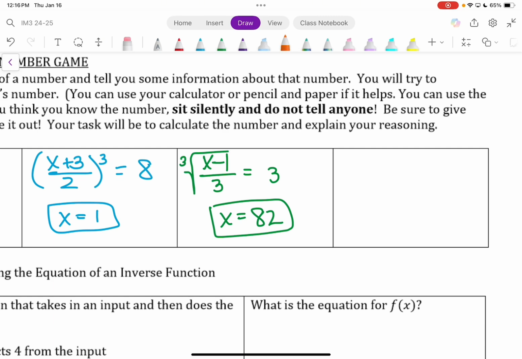Think about what I told you. I'm thinking of a number that when you square it, multiply it by -4, and add 8, I get -8. In this case, 2 squared is 4. 4 times -4 is -16. -16 plus 8 is -8. All right.